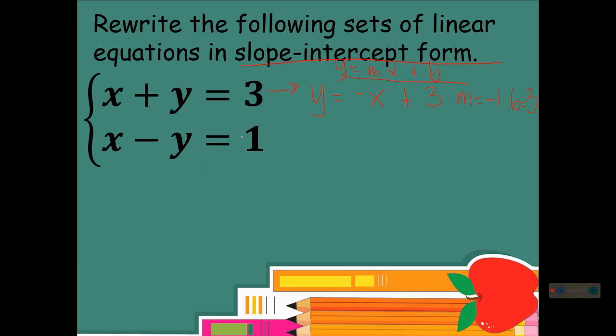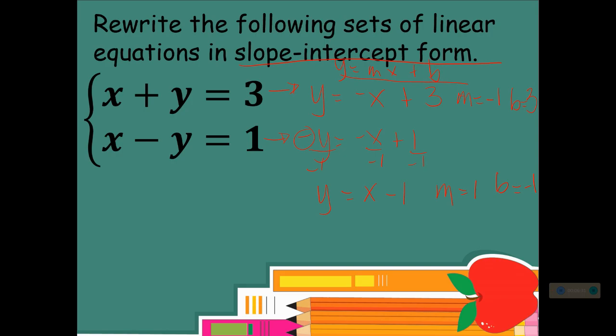On the second equation, we have x minus y equals 1. We have negative y equals negative x plus 1. But since we have here negative, we are going to divide all the terms of our equation by negative 1. So that you can have y equals negative x divided by negative, x is x, then positive 1 divided by negative 1 is negative 1. So our m here will be 1. Since, again, you haven't seen any number, it is understood that you have the invisible 1 here. And then, our b is negative 1.